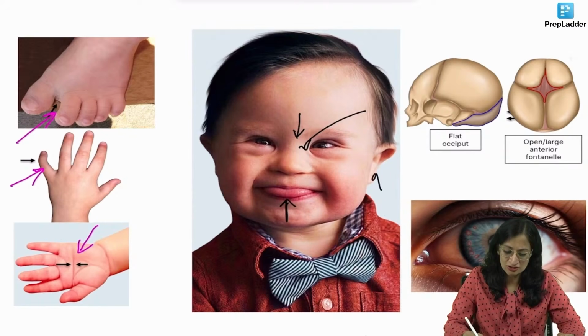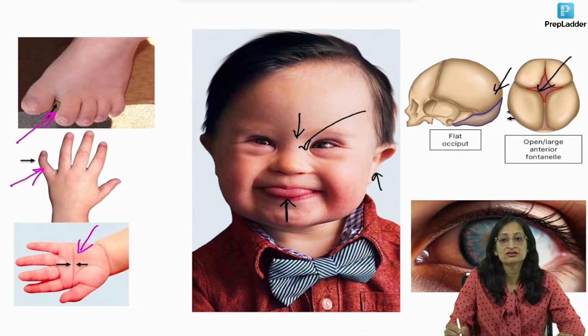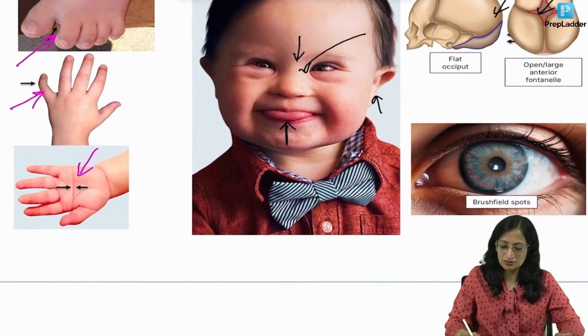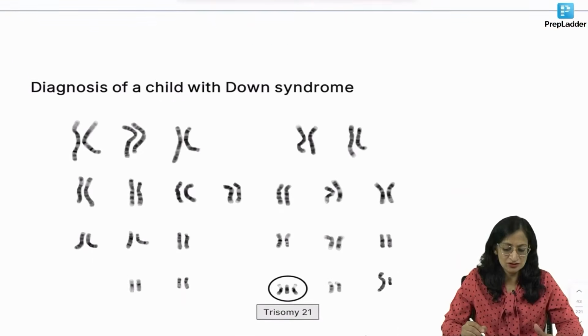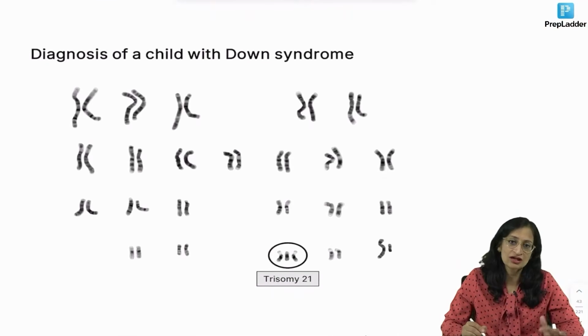The ears may be dysplastic. You have a flat occiput, large anterior fontanelle, right? And you can see there can be some Brushfield spots on the iris as well. Right? So these are some of the manifestations of Down syndrome. You can get a karyotype report also.